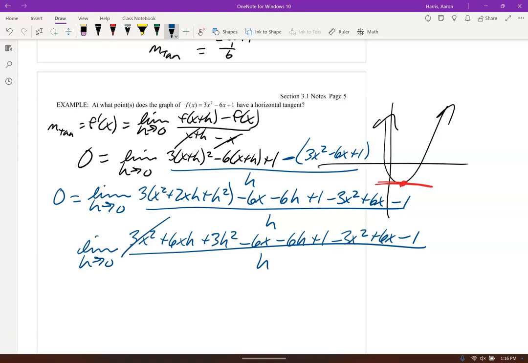All right, 3x squared minus 3x squared looks like that's gone. I got a plus 1, I got a minus 1. It looks like that's gone. I got a minus 6x, I got a plus 6x. That's gone. So I have 6xh. I'm going to take an h out. 3h squared. I'm going to take an h out. And I have minus 6h. I'm going to take an h out.